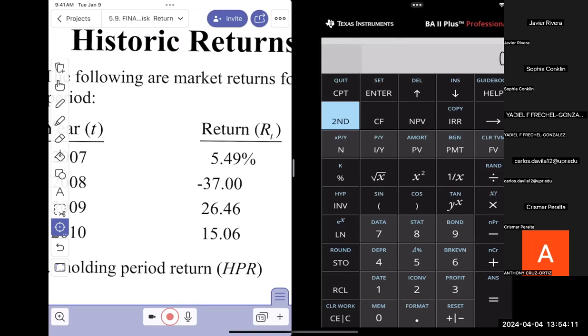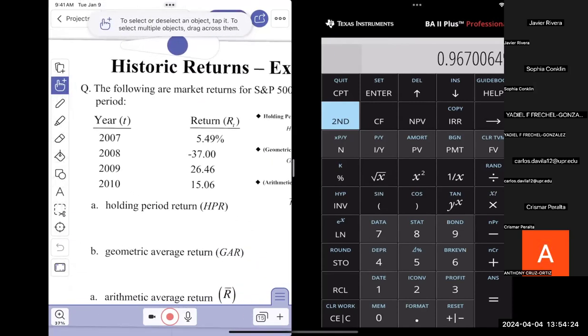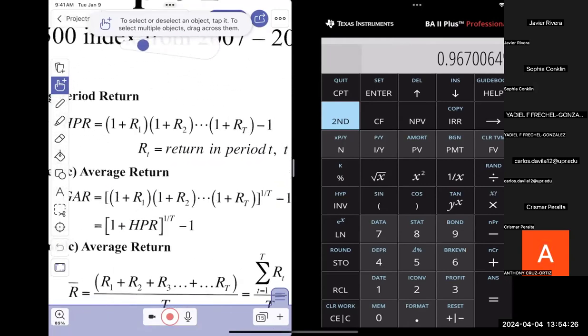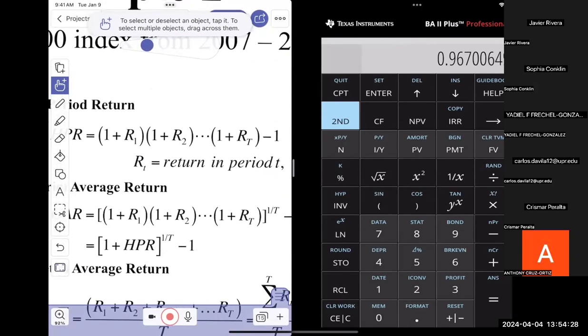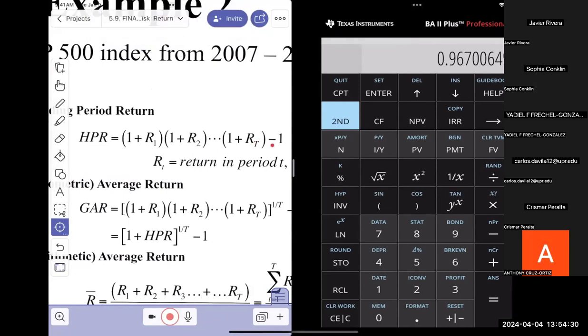Now I'm going to multiply them. Recall 1 times recall 2 times recall 3 times recall 4. And you get that. Am I done? What do I do next? I have to subtract 1, right? That's the formula. I have to remove that principal amount because we're calculating for every dollar. And that's my result. So what is the conclusion?